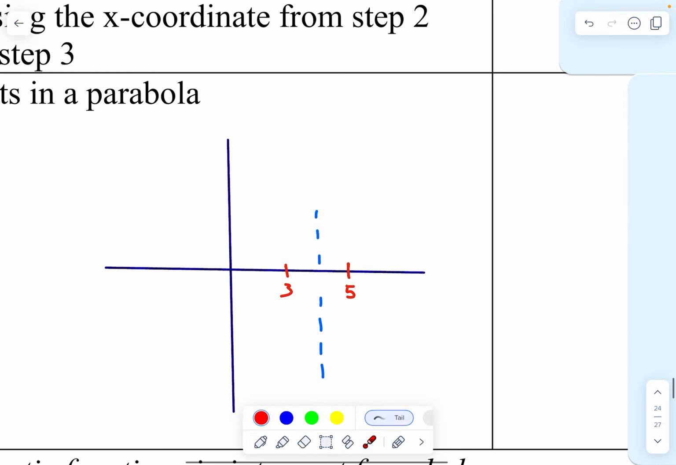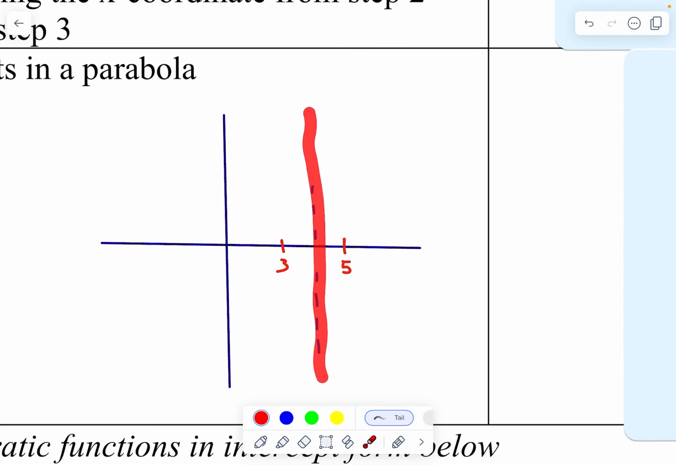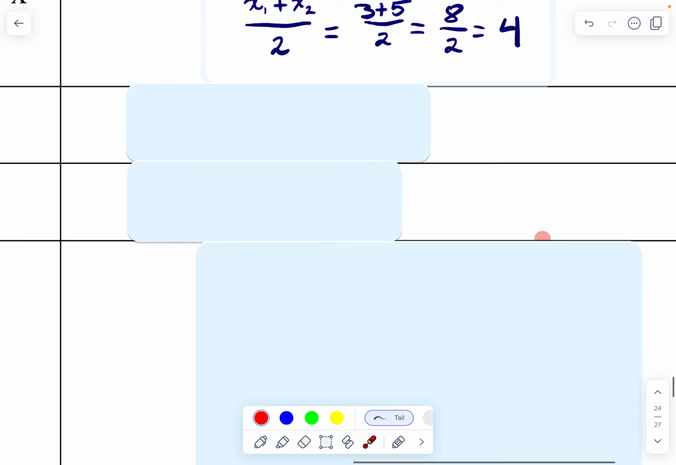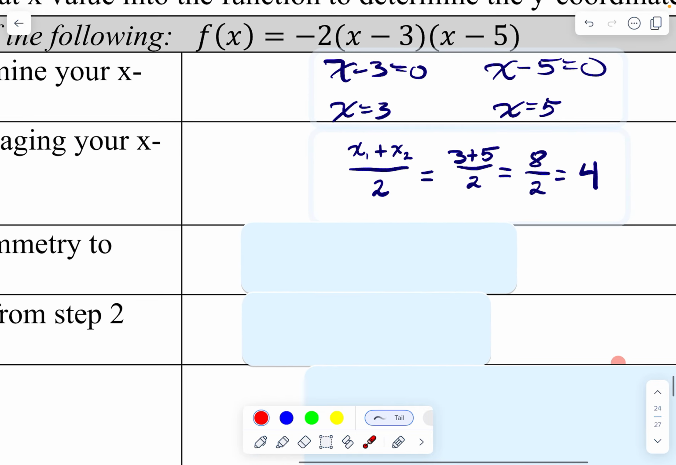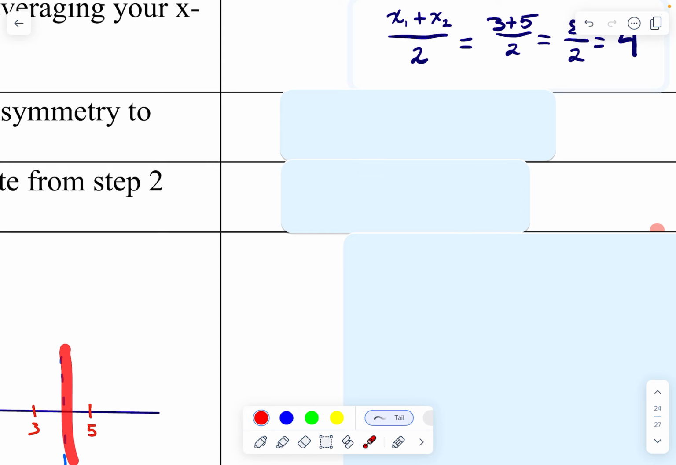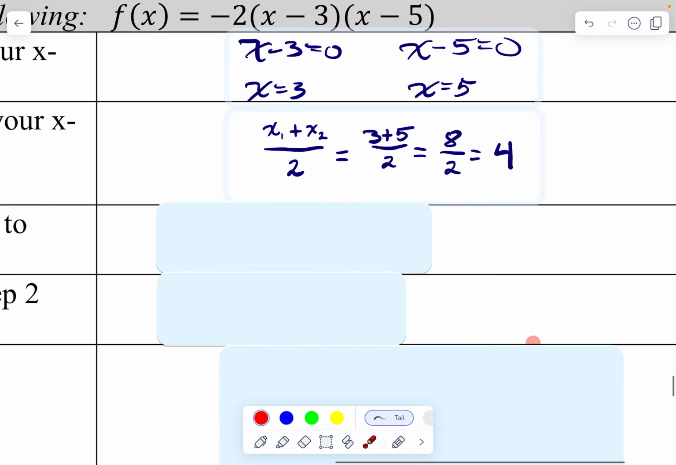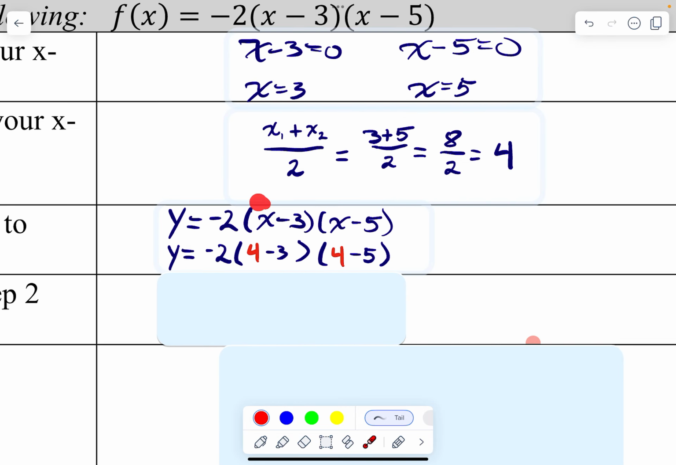Now, we know that the axis of symmetry goes through the line x equals 4. What we don't know is where exactly is our vertex? Is it above? Is it below? We're not quite sure yet. So what we can do is substitute in that x value of 4 and evaluate to see what the y value has to be. So all I do is replace x with the x value of the axis of symmetry.